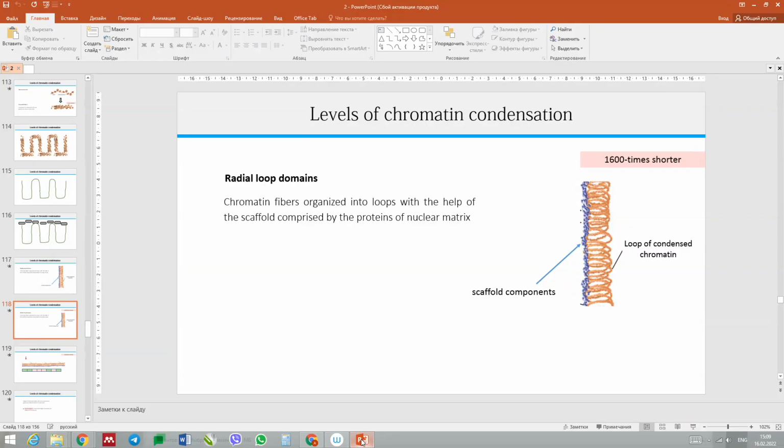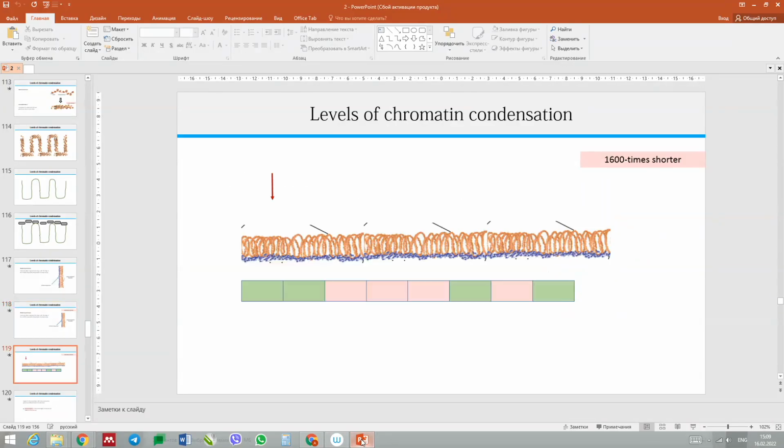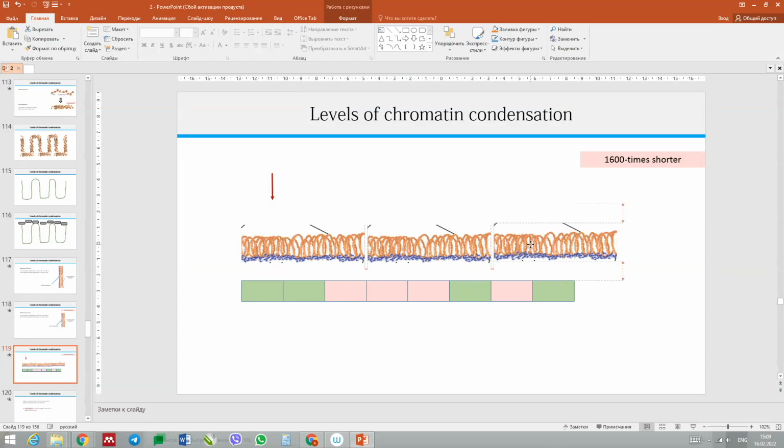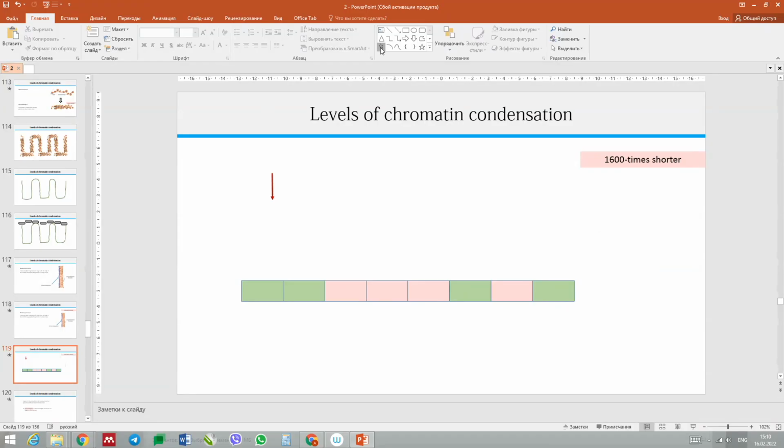And this makes a DNA molecule 1,600 times shorter. Another important point that I want to highlight is that this chromatin fiber can have different levels of condensation. Maybe here it is not so well visible, so I will use another illustration. So let's imagine that I will now draw loops of chromatin fibers.